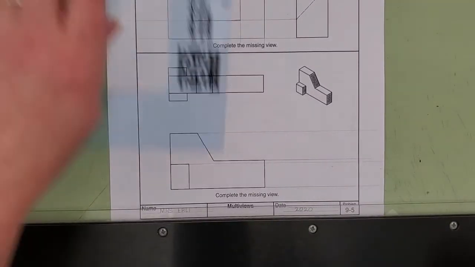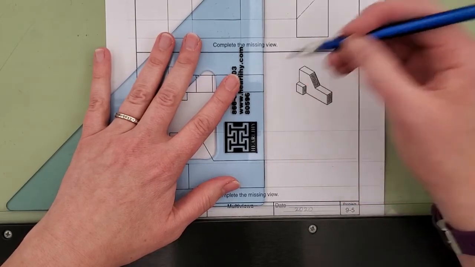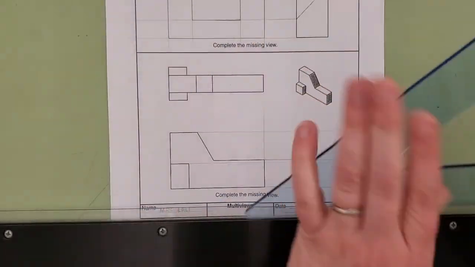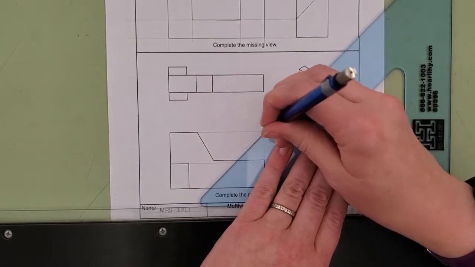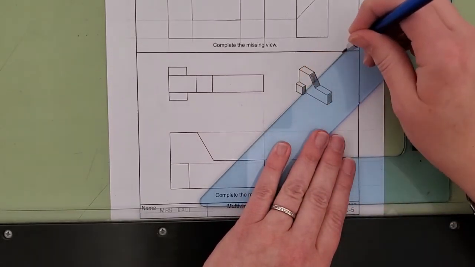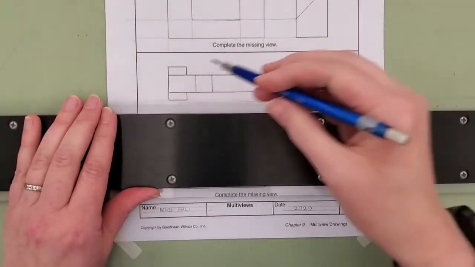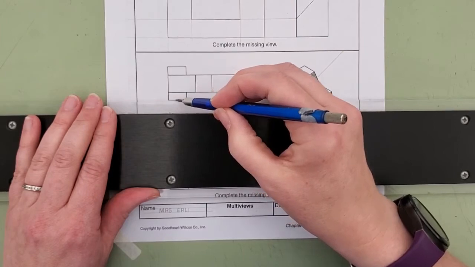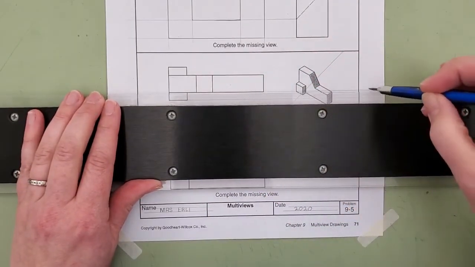Now I need to create my 45 degree angle. So I need to find the top right corner of my front view, and all of my depth information will be brought over.